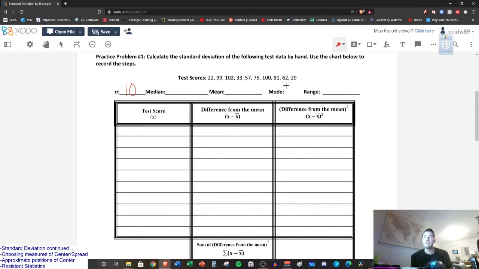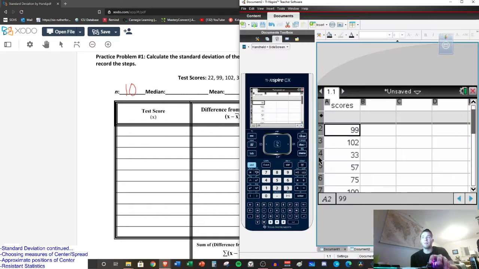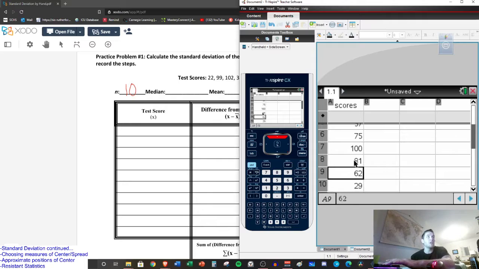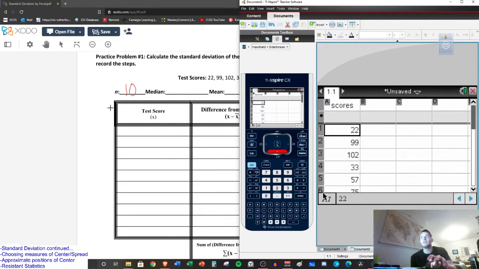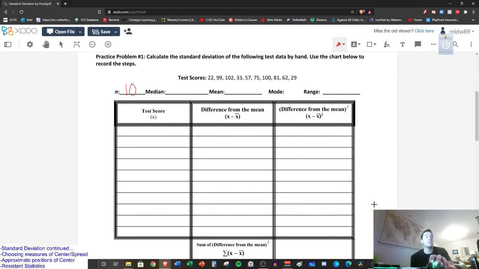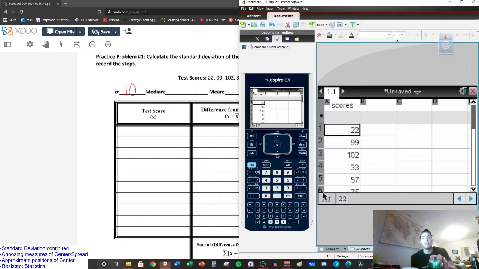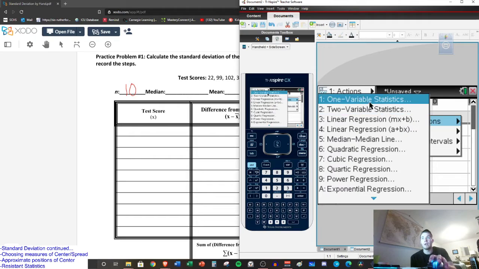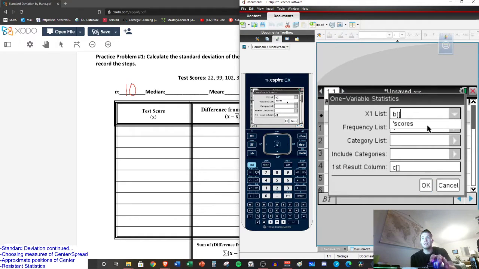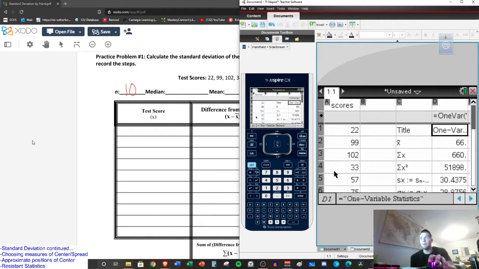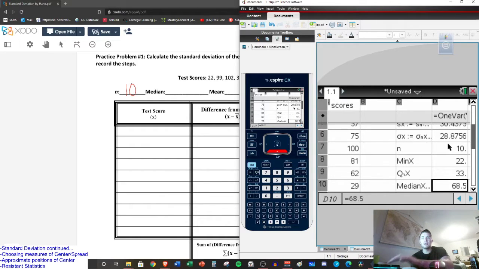Now, the rest of this, you can fill in, if you would like, with your calculator. So on my calculator, I have put all the data in, which is fine. There's nothing wrong with this. I don't need you to do all of this by hand. It's just the deviation we're doing by hand. So I'm going to go back in here. I need to go over to a blank cell, menu 411, get our statistics here. And so we know the mean is 66. Let's go down and find the median. So median is 68.5.